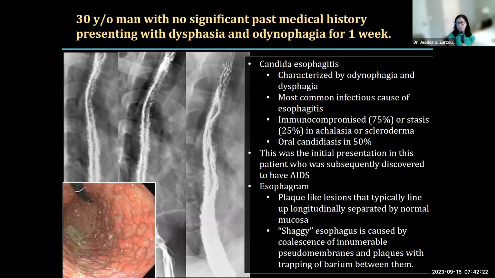Many of these patients will have oral candida, so it's important to do a physical exam and look in their mouth and see if you see any signs of candida in their mouth. This patient, this was the initial presentation, he was subsequently discovered to have AIDS. The esophagram will show these plaque-like lesions that usually line up longitudinally and are separated by segments of normal mucosa. In this case, we don't see much normal mucosa at all, but it has this shaggy appearance, and it's caused by this coalescence of these pseudomembranes and plaques with trapping of barium in between them.